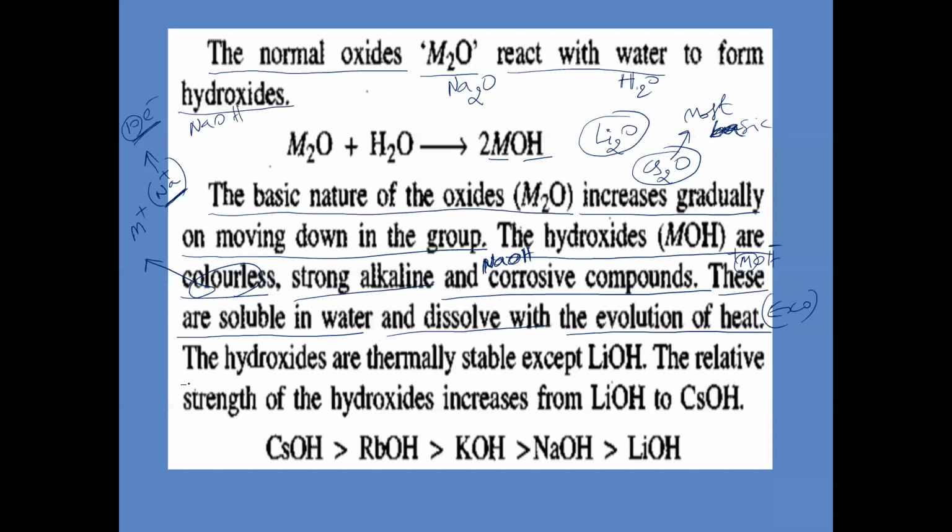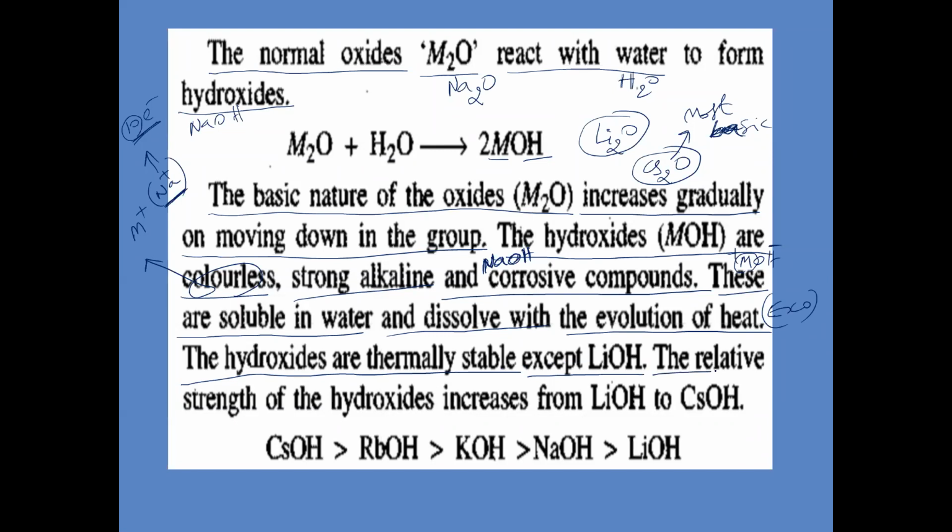Okay. Next, the hydroxides are thermally stable. Thermally stable means on heating also, they will not decompose. NaOH is thermally stable, meaning on heating NaOH, it will not be dissociated. So it is called a thermally stable compound. Except lithium hydroxide. That means lithium hydroxide will dissociate. On heating, lithium hydroxide will decompose into other compounds, but NaOH, KOH, RbOH, all these compounds do not dissociate. They are thermally stable compounds.